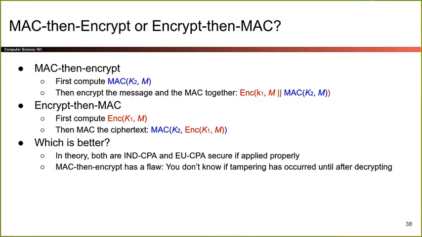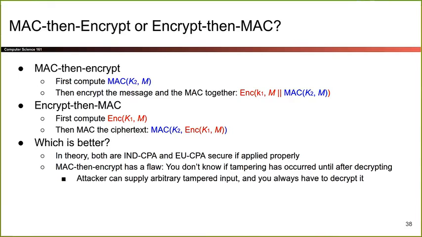But basically, the problem here is that if I need to detect tampering, I have to decrypt first, right? Because look at this thing. This has the encryption of the message in the MAC. So if I want to verify the MAC, I need to decrypt whatever was sent to me first, right? Alice sends something to me that's encrypted, and Bob will have to decrypt whatever Alice sent to me before I can verify the MAC.